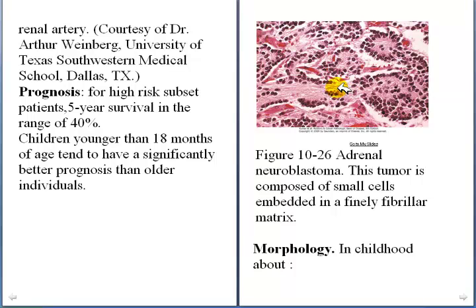Now you can see in this figure the adrenal neuroblastoma, and this is composed of small cells embedded in a finely fibrillar matrix. We're going to talk about this histology in detail, but let's first talk about the morphological features.